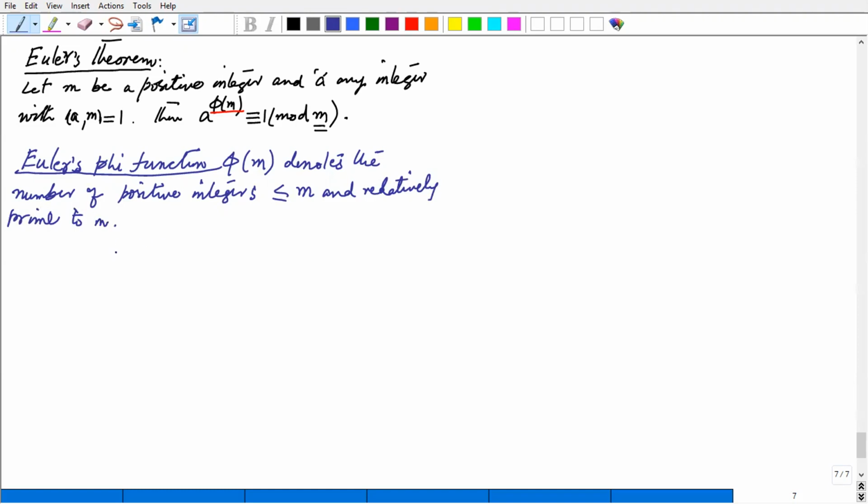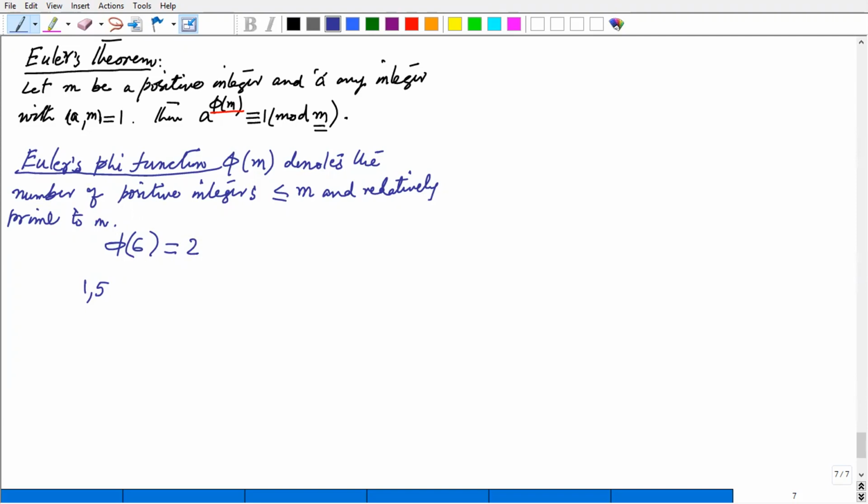For example, if m is 6, so phi of 6 means the numbers which are relatively prime to 6. 1 is relatively prime to 6, 2 is not, 3 is not, 4 is not relatively prime to 6, but 5 is relatively prime to 6. So there are only two numbers which are relatively prime to 6 and are less than 6.